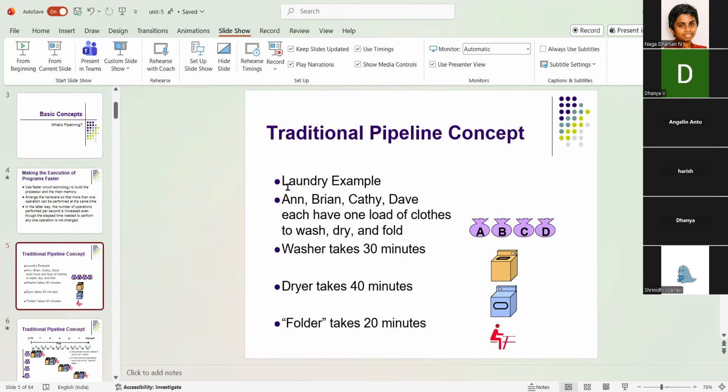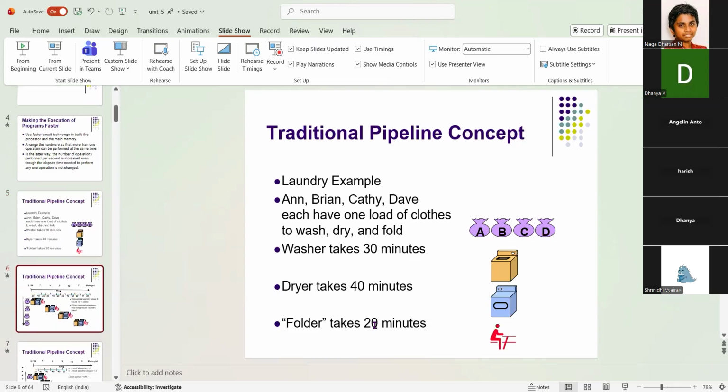Okay, so this is a very famous example. You have four people, say A, B, C, D. They want to wash their clothes. Let's say you have three units in your washing machine: your washer unit, which takes 30 minutes, your dryer unit, which takes 40 minutes, and your folder unit, which takes 20 minutes. So this is the example we are going to deal with now.